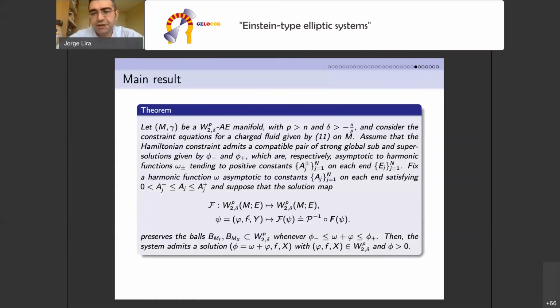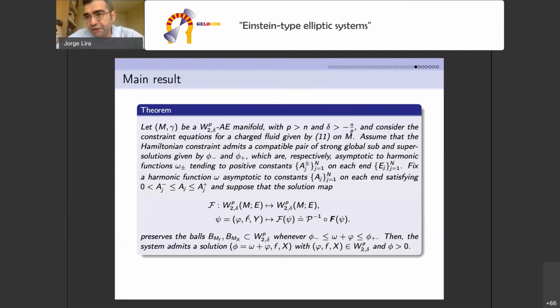That can be done, but that's the math result, in the sense that whenever we can find these strong super solutions, it's possible to solve the constraint equations in this more general setting of non-vacuum case, non-compact, asymptotically Euclidean manifolds, etc.